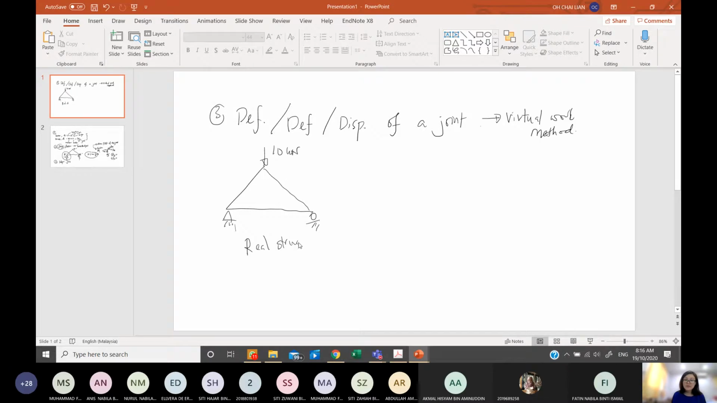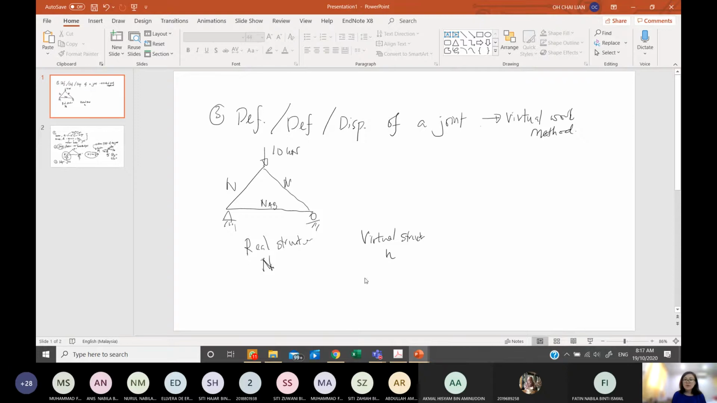The real structure will come from the real problem, the determinate truss. We name this a big N. Then we solve all the forces using the joint method, for all these NAB, or FAB, and so on. Then the next step is we create a virtual structure, or an imaginary structure. We name this as small n.